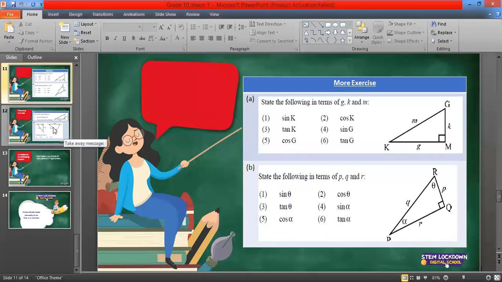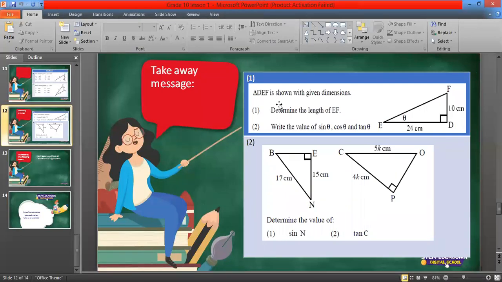So let's see the last slide. Okay. Now the question comes here. Triangle DEF is shown with given dimensions. Determine the length EF, and write sin theta, cos theta, and tan theta. All right, so how do we do that? This is a triangle, right? To find the length of EF, how do we do it again? We are going to find EF using the theorem of Pythagoras.